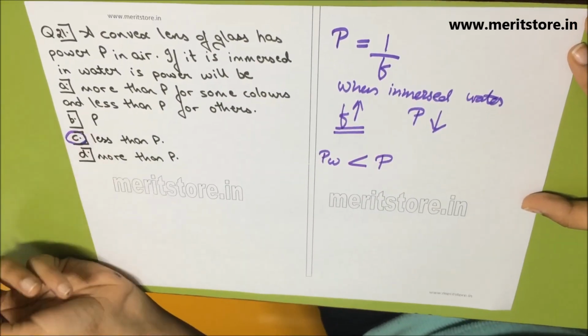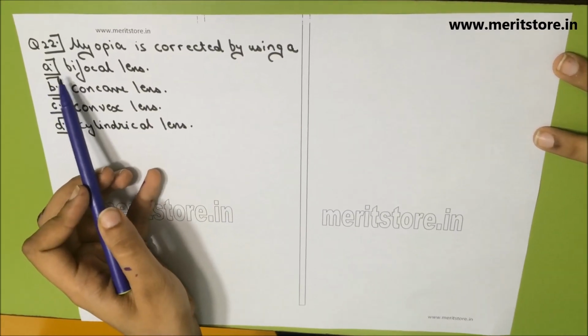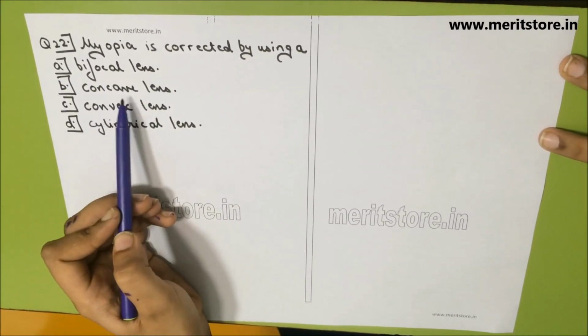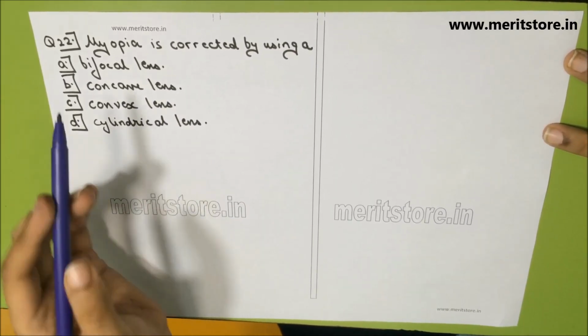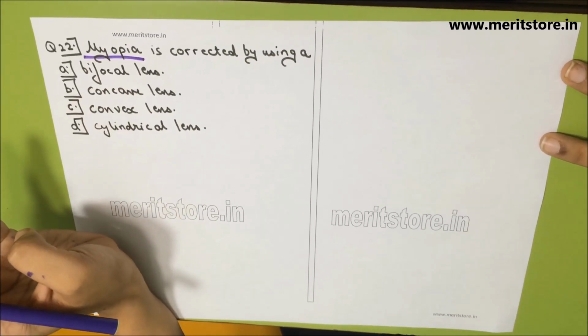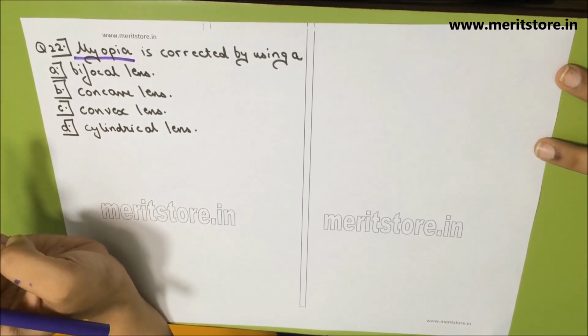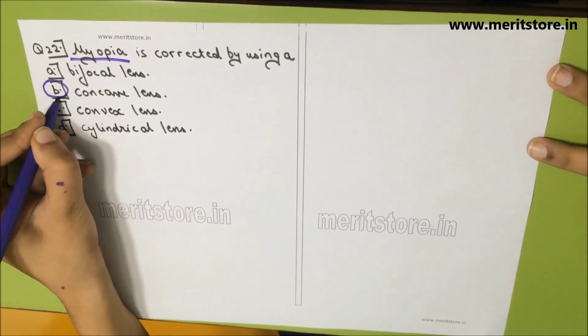Option C. Question 22. Myopia is corrected by using A. Bifocal lens, B. Concave lens, C. Convex lens, D. Cylindrical lens. So myopia is basically a state in which the far away objects appear blurry to the person. So a person having myopia can use a concave lens to solve it.